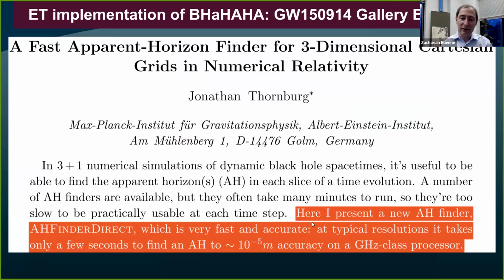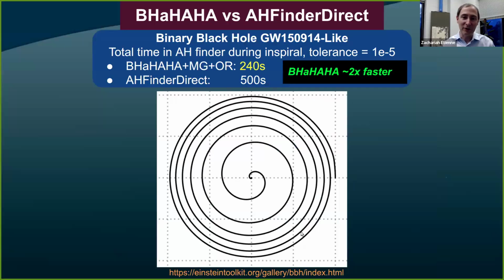And yeah, in fact, that is reflected by Jonathan, who reports typical resolutions takes a few seconds to find an apparent horizon to 10 to the minus 5 accuracy. What did we just see? 10 to the minus 5 accuracy on a gigahertz class processor. Cool. So when you do look at the total time in the H finder during the in-spiral, this is something that Carpet will give you with that tolerance of 10 to the minus 5. Baja with multi-grid inspired plus over relaxation is about a factor of 2 faster. Again, we are using OpenMP here, whereas HFinder Direct was developed without that support.